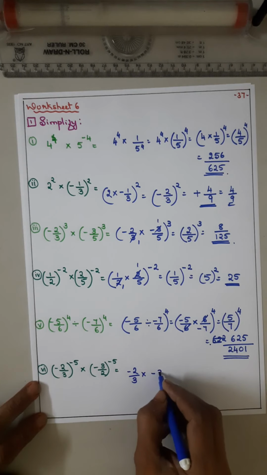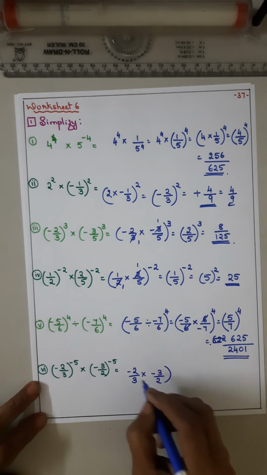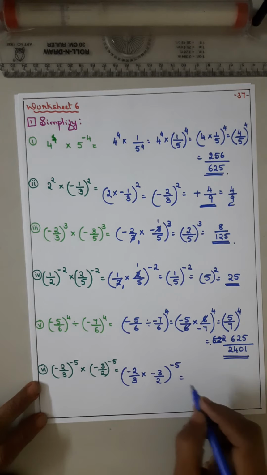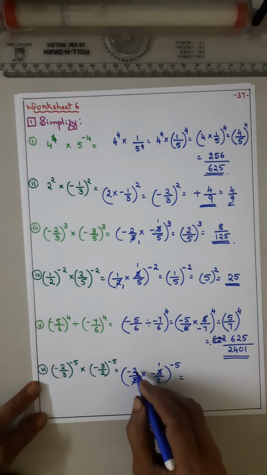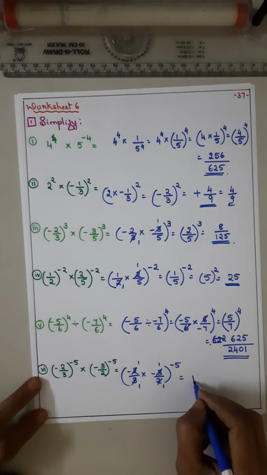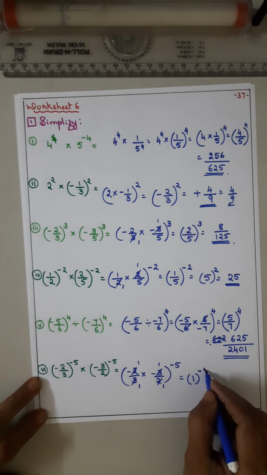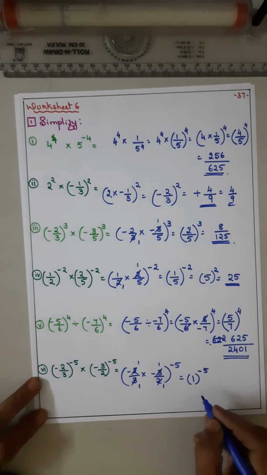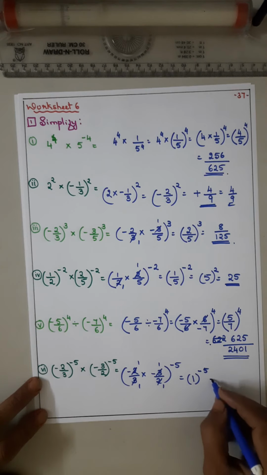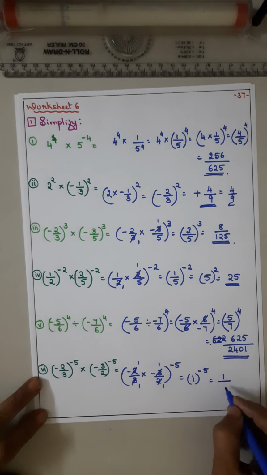Now in the sixth sum, minus 2 by 3 into minus 3 by 2, the whole raised to minus 5. Means this is 1, 1, 1, 1. Means you got 1 to the power minus 5. Now it is a negative power. So what we will do? 1 by 1 to the power 5. Yes or no?